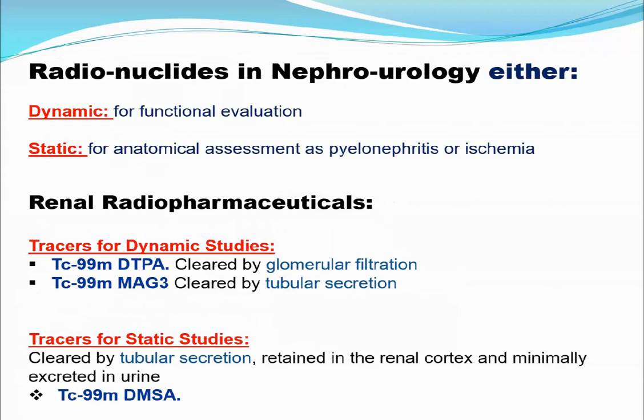Radionuclides in nephrology are either dynamic for functional evaluation or static for anatomical assessment. Renal radiopharmaceuticals are tracers for dynamic studies, such as technetium-99m DTPA, which is cleared by glomerular filtration, and technetium-99m MAG3, which is cleared by tubular secretion. Tracers for static studies, the most famous is technetium-99m DMSA, which is cleared by tubular secretion and retained in the renal cortex and minimally excreted in urine.